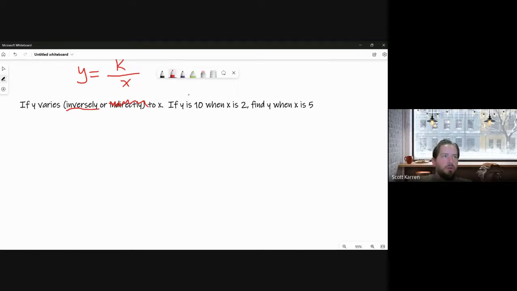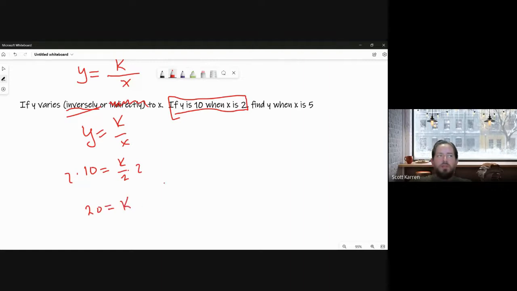Well, we know if Y is 10 when X is 2, that's a way to figure out K. So because it's inverse, I know I have Y equals K over X. But because Y is 10 when X is 2, I can multiply both sides by 2, and I found K pretty quickly is 20. Then also they want us to find Y when X is 5, so Y equals K, which I know is 20, divided by 5, and therefore Y is 4.